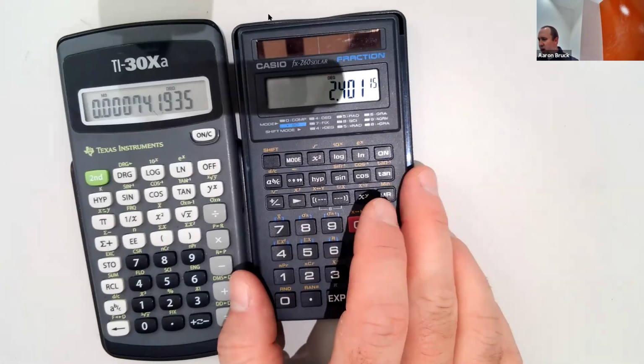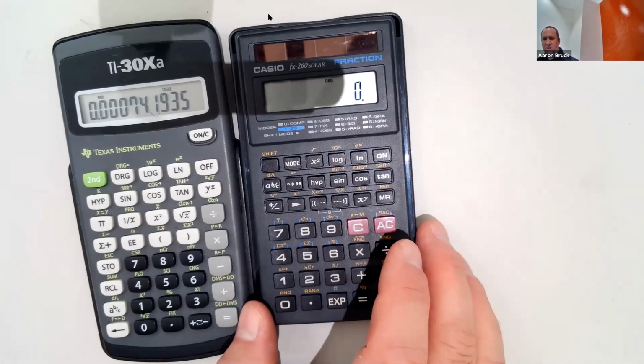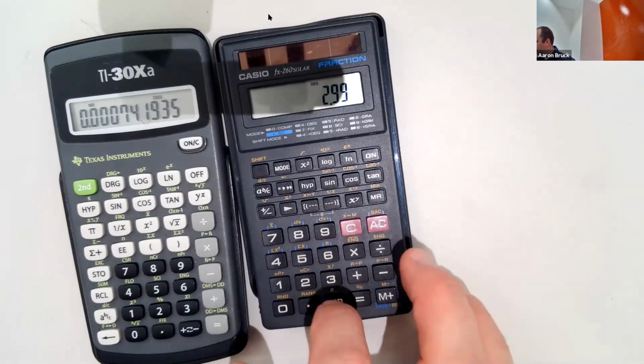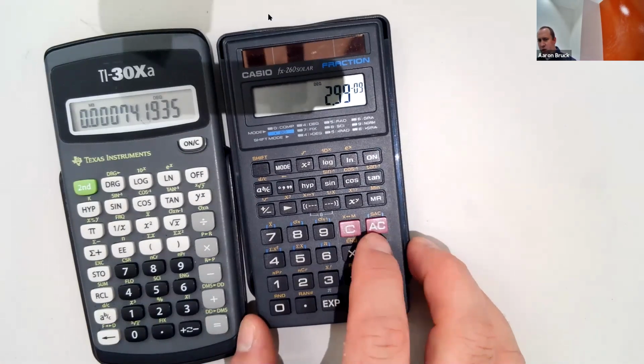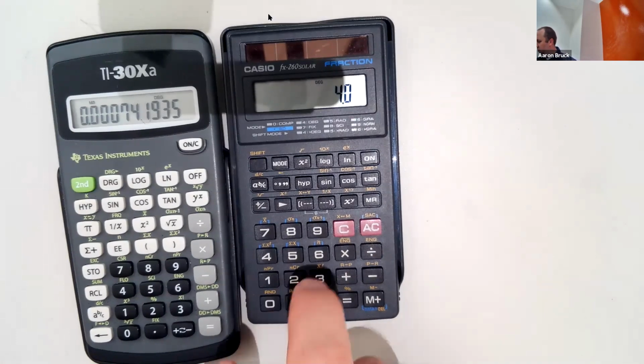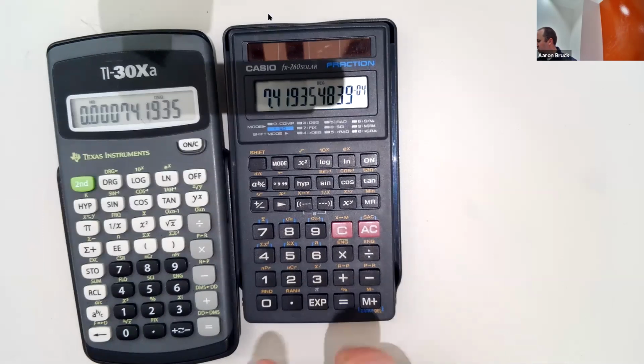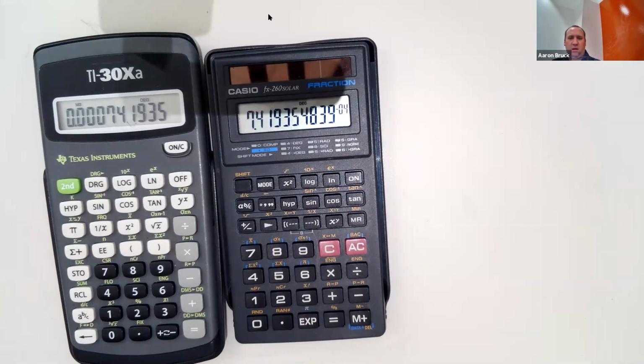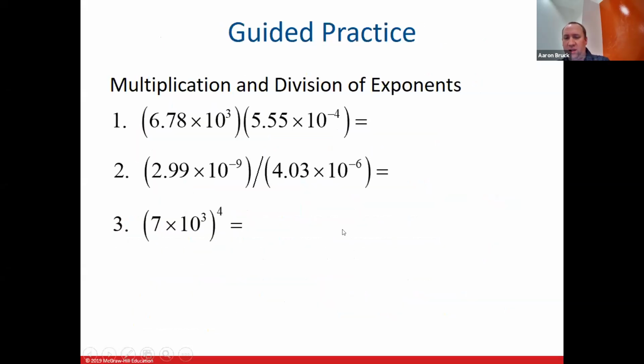If you're looking at a Casio calculator or one similar to this, 2.99 times 10 to the negative 9th divided by 4.03 times 10 to the negative 6th. 7.42 times 10 to the negative 4th that time. So again, the real trick here, the real key is you have to be able to put in the values into scientific notation and do so correctly.